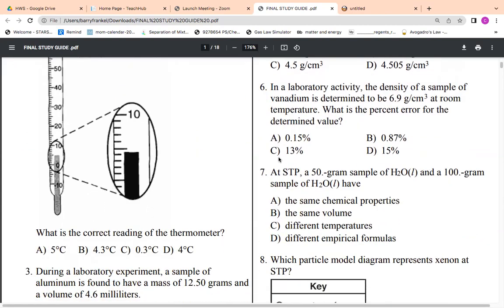Okay. Number 6, in a laboratory activity, the density of a sample of vanadium is determined to be 6.9 grams per centimeter cubed at room temperature. What is the percent error for the determined value? So the first thing is that they are giving us, in a lab activity, this value is determined. So this is our measured value, but we need to know what is the actual value. Where would you go and get that? You got to go to table S.